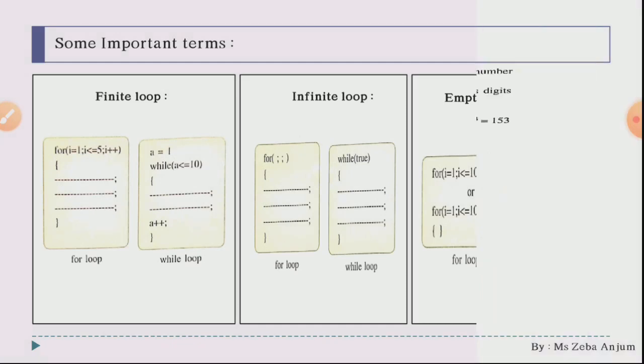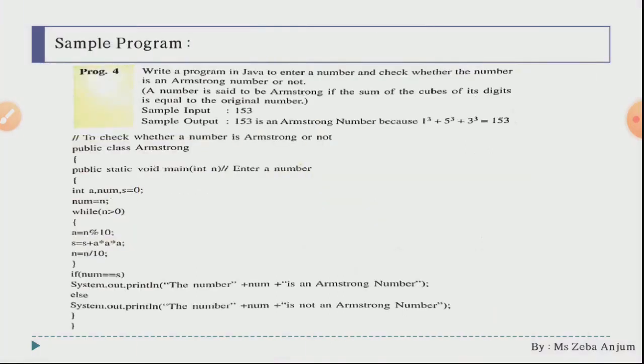Now see sample program number 4. Write a program in Java to enter a number and check whether the number is an Armstrong number or not. You have to take a number from the user and then check whether it is an Armstrong number or not. Now see over here students, what is an Armstrong number? Basically an example has been given, 153.